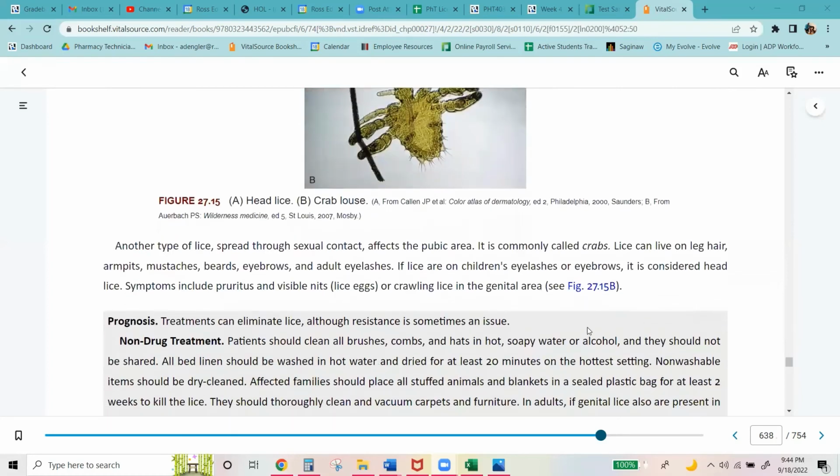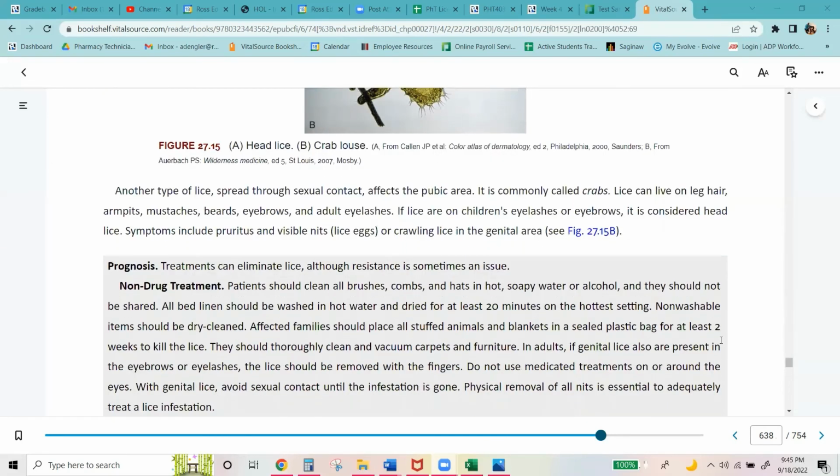Another type of lice spread through sexual contact affects the pubic area. It is commonly called crabs. Lice can live on leg hair, armpits, mustaches, beards, eyebrows, and adult eyelashes. If lice are on a child's eyelashes or eyebrows, it is considered head lice. Symptoms include pruritus and visible nits, which are lice eggs, or crawling lice in the genital area.